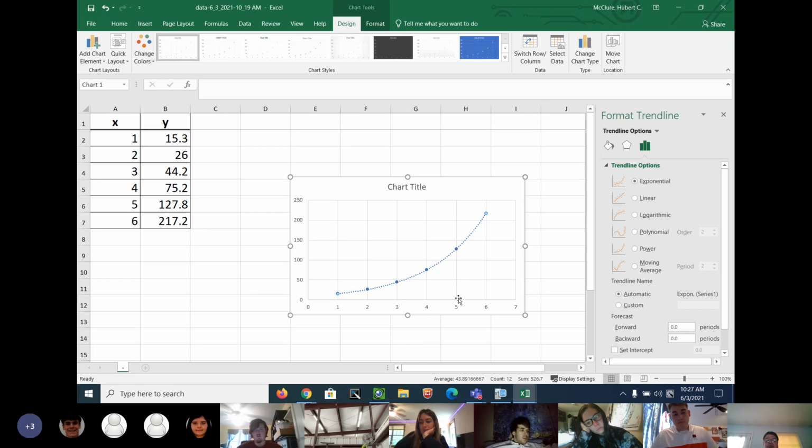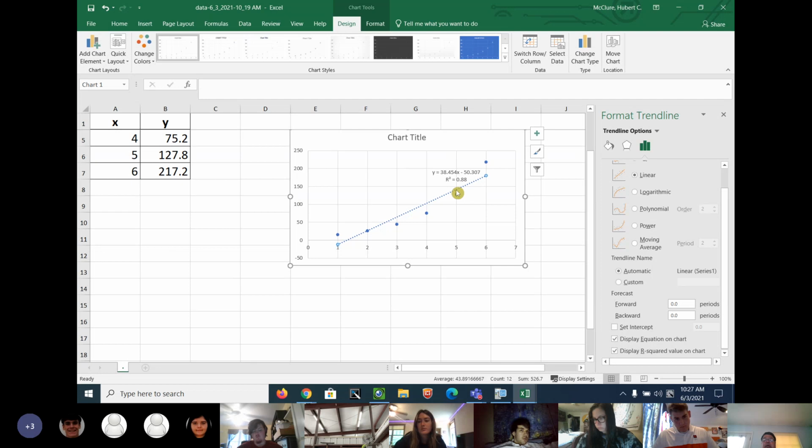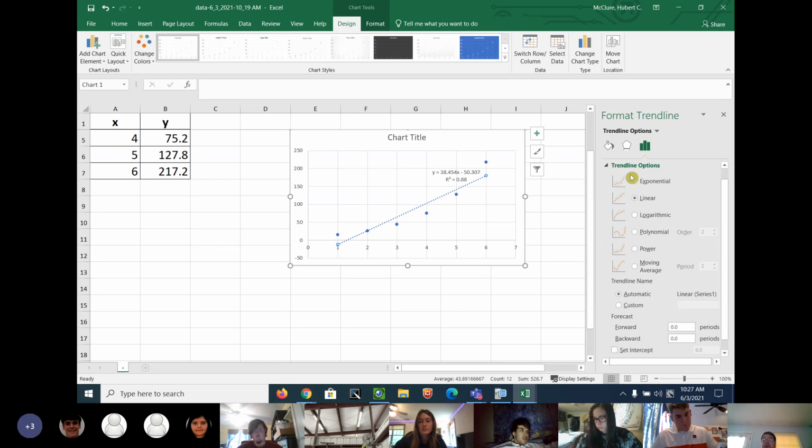I need to multiply those two numbers together. That's why. So as you can see, the exponential is a whole lot better off. And the R is also better. Look at the linear. The R is 0.88 and the exponential is 1. So that tells you numerically that it's better.